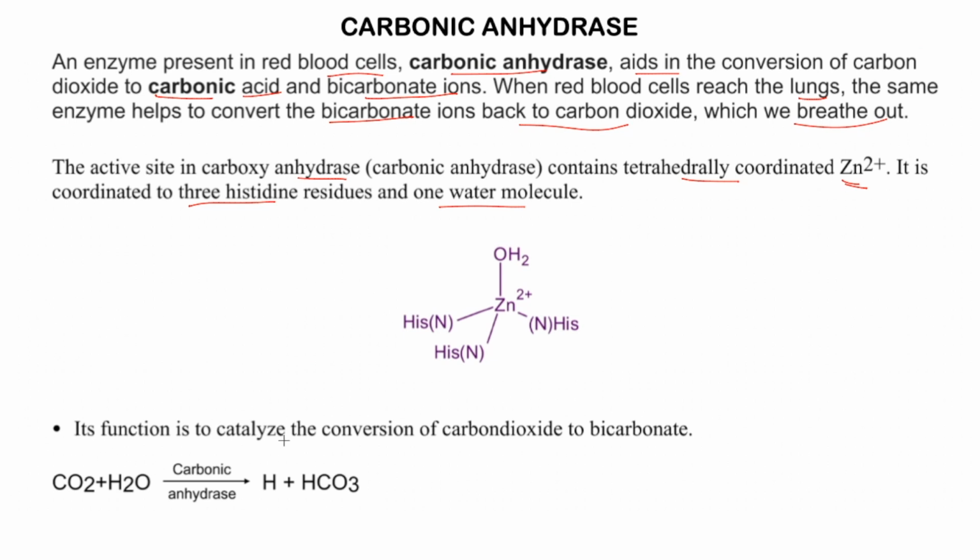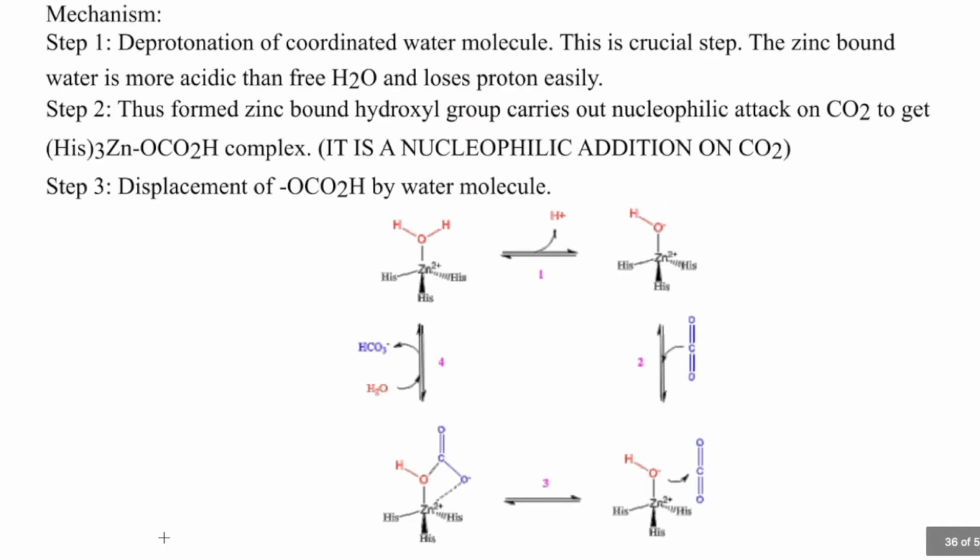Its function is to catalyze the conversion of carbon dioxide to bicarbonate. So carbon dioxide is converted into bicarbonate with the help of carbonic anhydrase. How does the mechanism follow for the conversion of carbon dioxide to bicarbonate? So step 1 is deprotonation of the coordinated water molecule. You can see in the first step this hydrogen ion is going to get removed, and this is a deprotonation step. This is the crucial step.